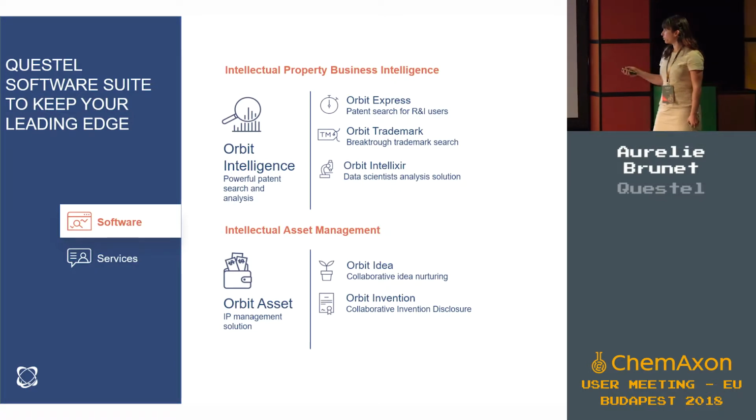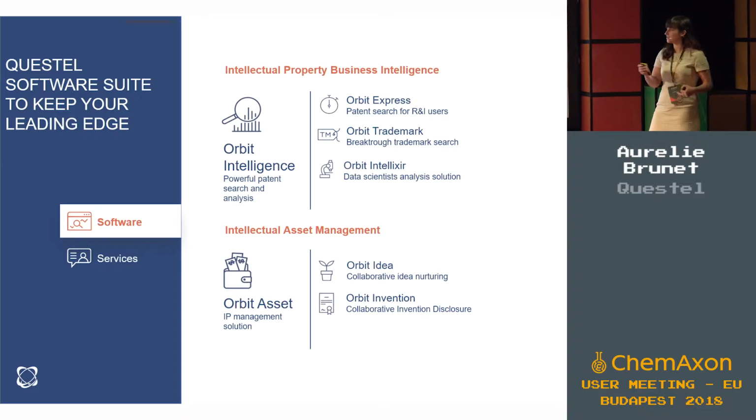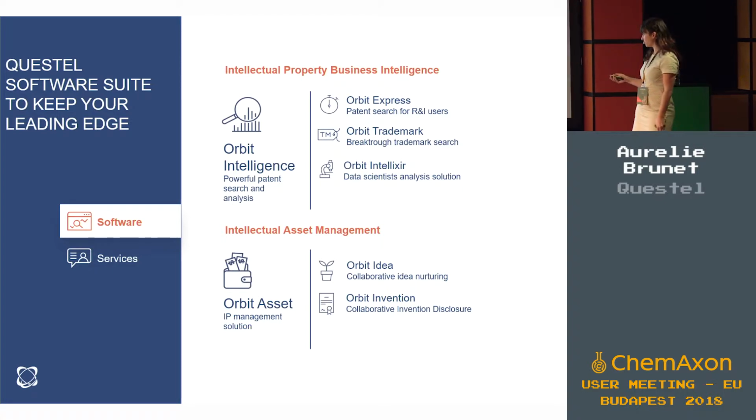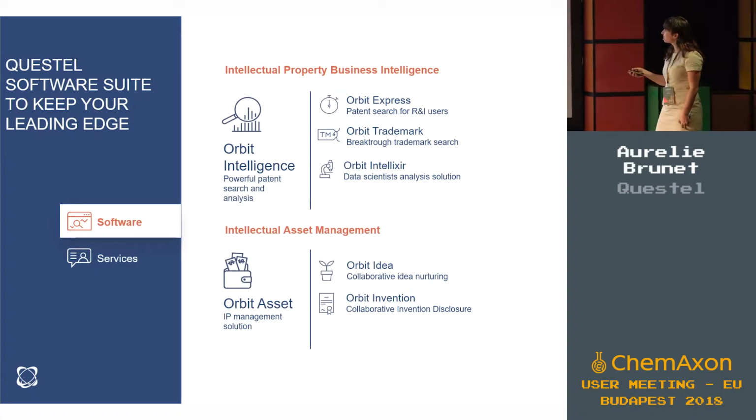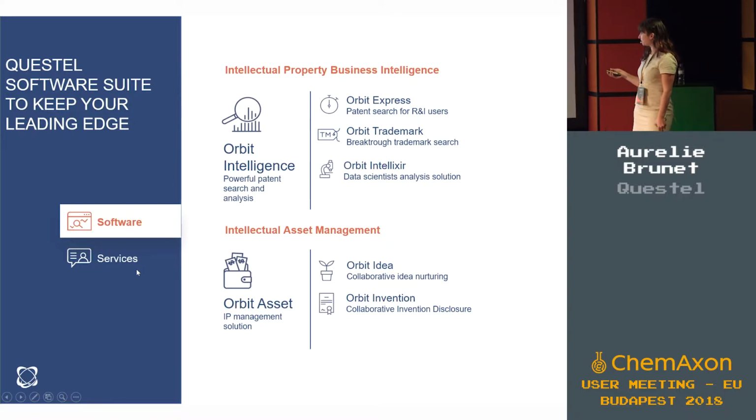There are more tools I won't discuss, covering other parts of intellectual property, such as managing your assets, having a reminder of where to file, and how to optimize your IP budget. These are different tools where we haven't implemented the chemistry, so I won't discuss them today.